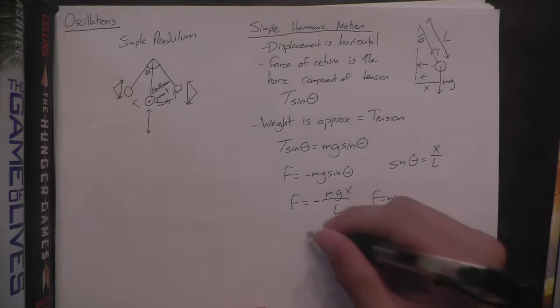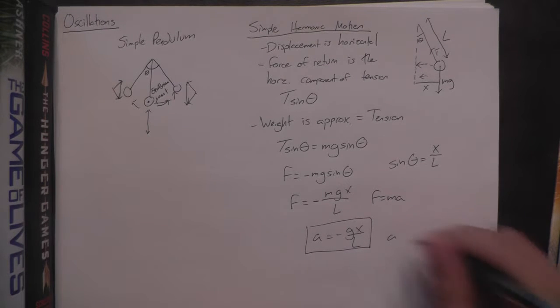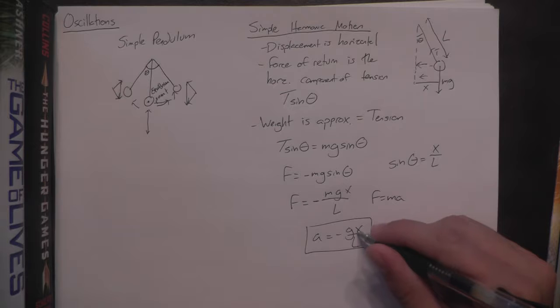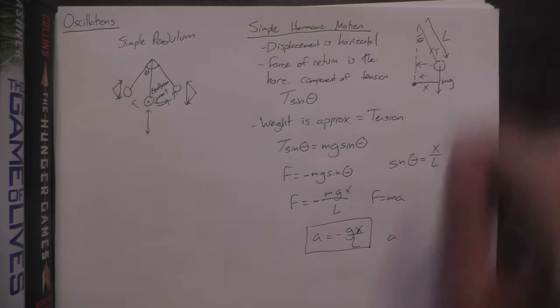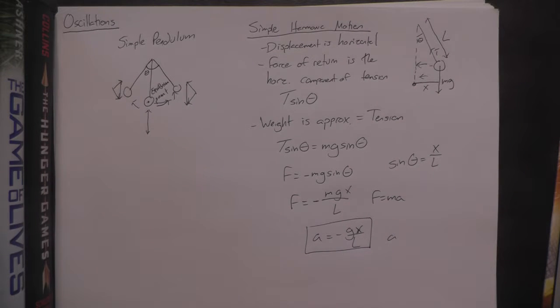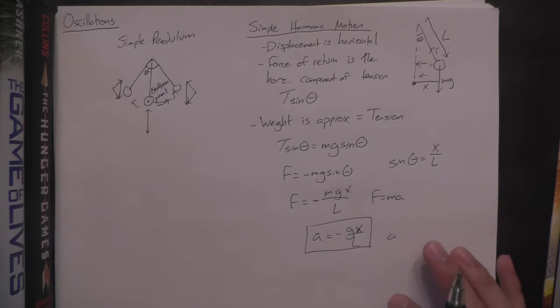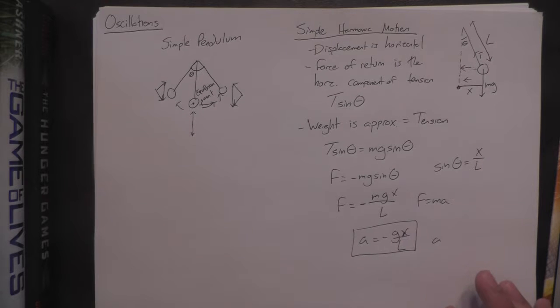So, what does this equation tell us? Well, it tells us that the acceleration is directly proportional to the displacement from the equilibrium position, and inversely proportional to the length of the pendulum string. Now, what does that tell us exactly about simple harmonic motion? Well, it tells us that as a function, it looks fairly sinusoidal. Now, what does that mean?